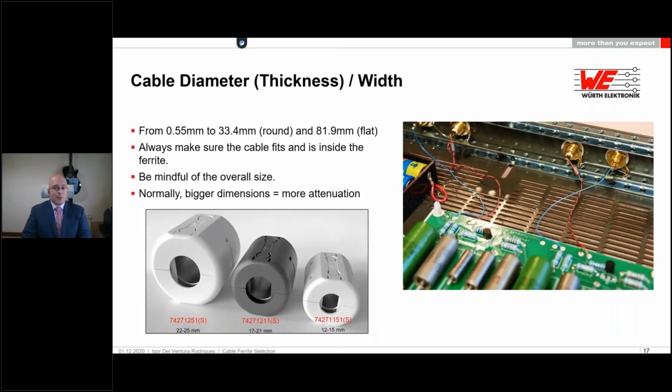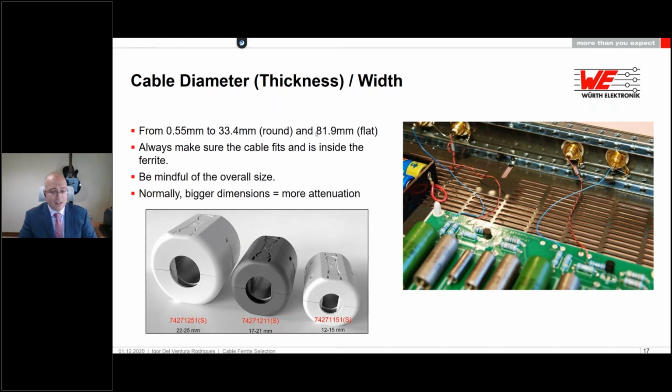Another parameter that is important, of course, is choosing the correct cable diameter or the width of the opening of your ferrite. Because if you have a thick cable, you cannot utilize these little tiny ferrites, of course. And in these terms, we go from 0.55 millimeters up to 33.4 millimeters for round wires, which are these big ferrites here. Okay, just to give you an idea, this one that I've got here is 25 millimeters, if I'm not mistaken. Quite a big one, isn't it?